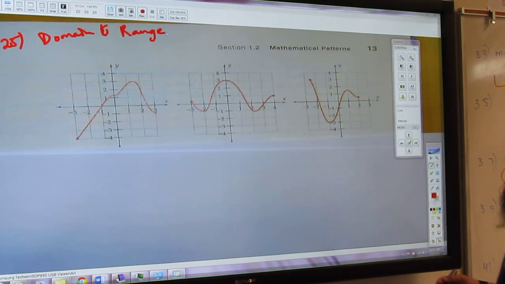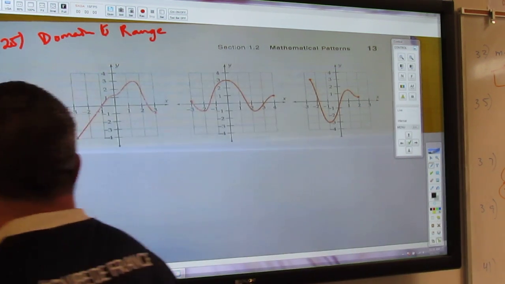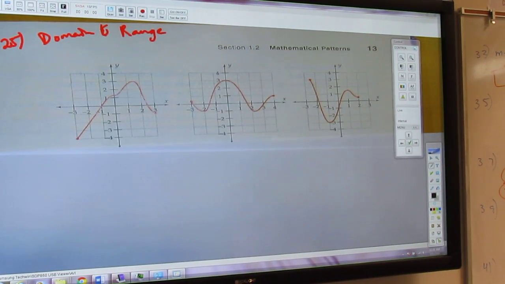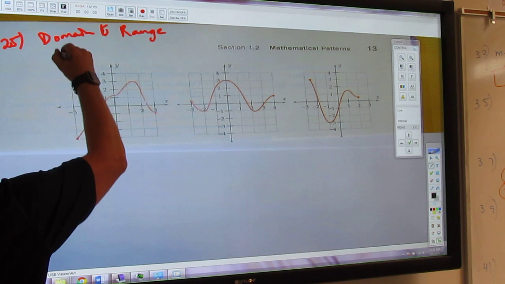So what's a domain? Come on, people. Domain. What comes first, D or R? D. Alright, so what comes first, X or Y? X. So you should be able to remember that the domain is the X's. And the range is the Y. Okay, so X and Y.